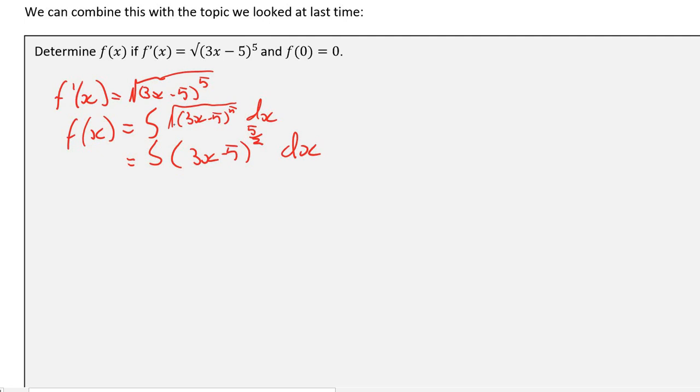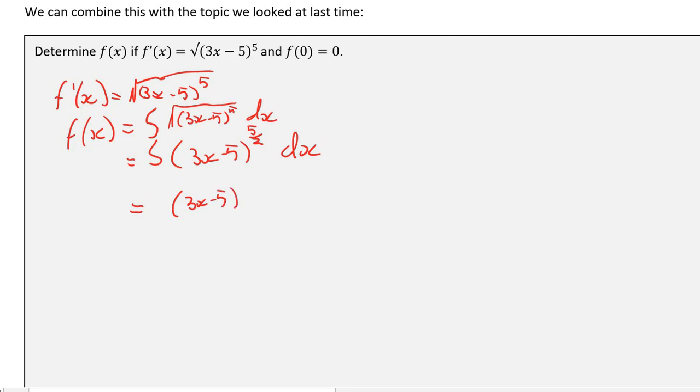So all I've done is I've taken that square root sign, I've resolved it as the power of a half, and I've combined it with the power of 5 that's already there. So integral of bracket to the power of 5 halves. Okay. So let's integrate. So we know that that bracket is going to stay the same, 3x minus 5. We're going to add 1 to the power.